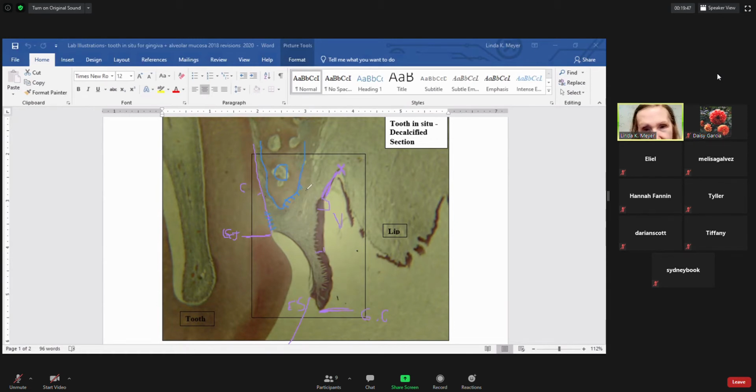Now notice when I get to the MGJ area, up here, there's a lot of blank spaces. That's where the submucosa is. And kind of in between this mucosa, this bone and the submucosa, there's actually a little bit of a muscle attachment coming up there too.